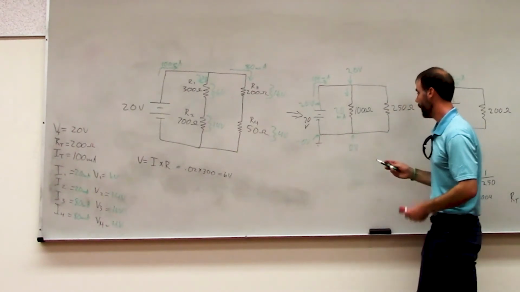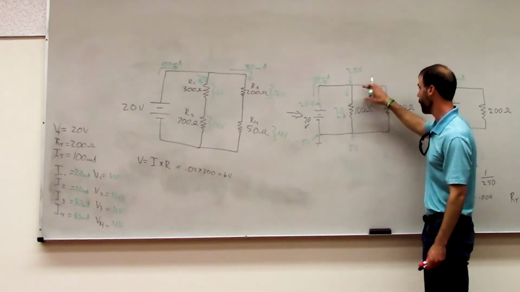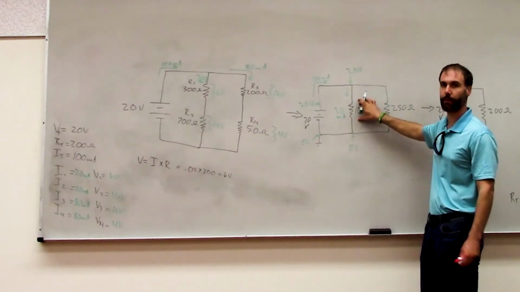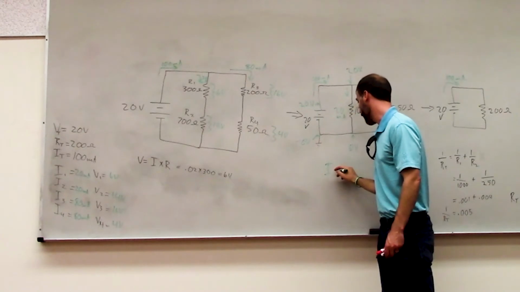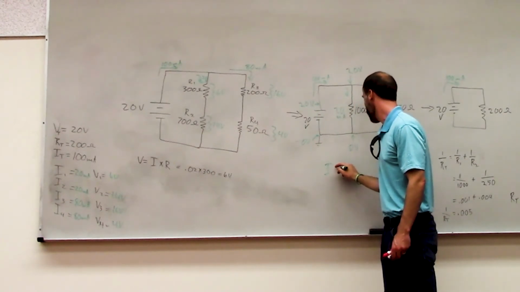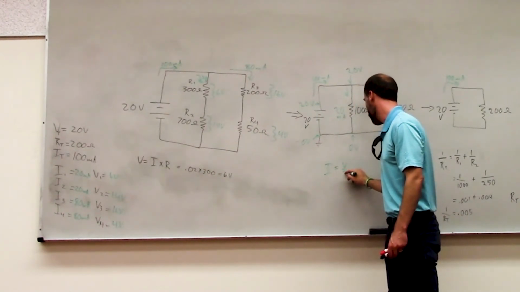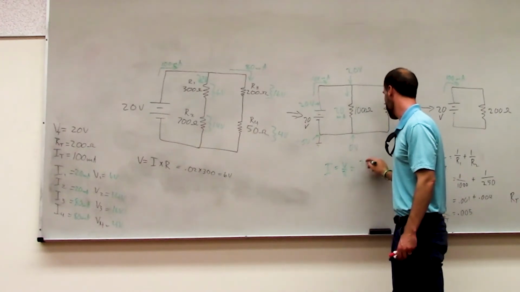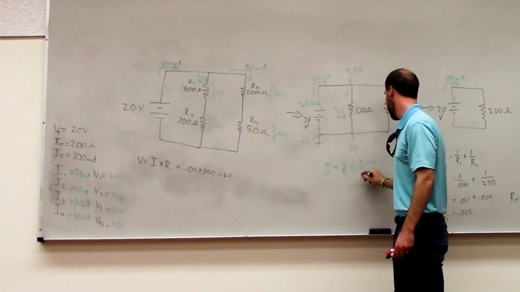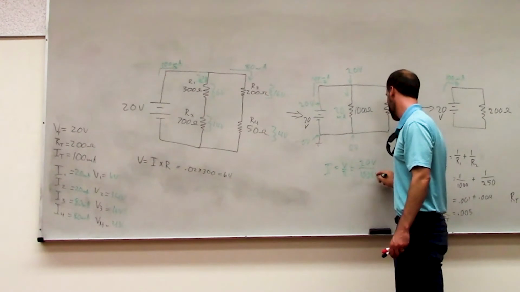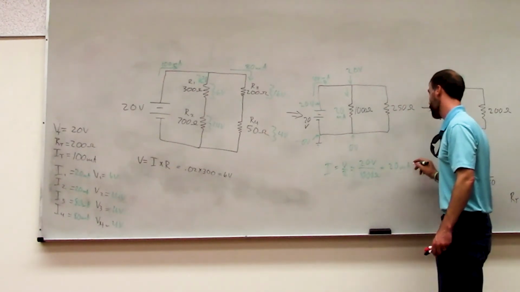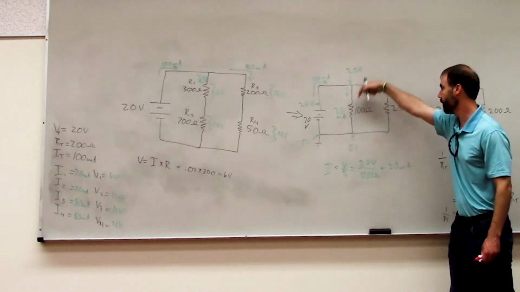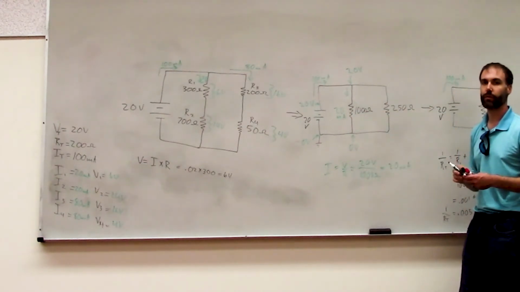So what we did is we said, well, I know the voltage across this resistor and I know the resistance, so we can figure out the current. We say I equals V over R, so that's 20 volts over 1,000 ohms, so that comes out to be 20 milliamps. So we know that there's 20 milliamps flowing down through that. And you just did that for the other side too.